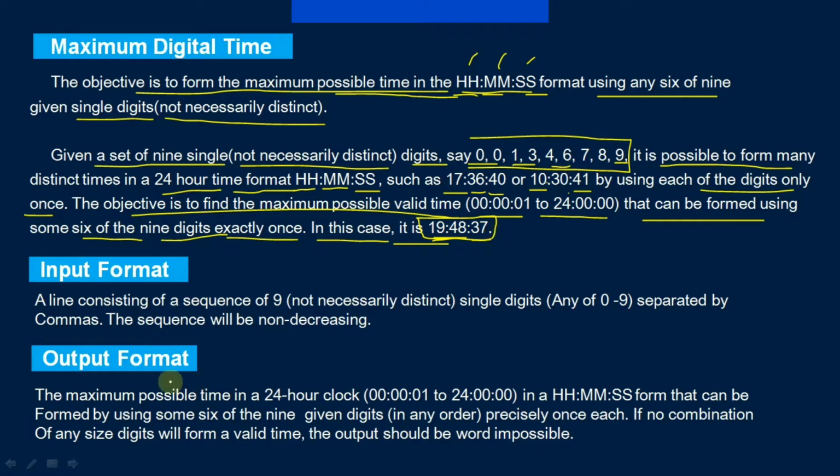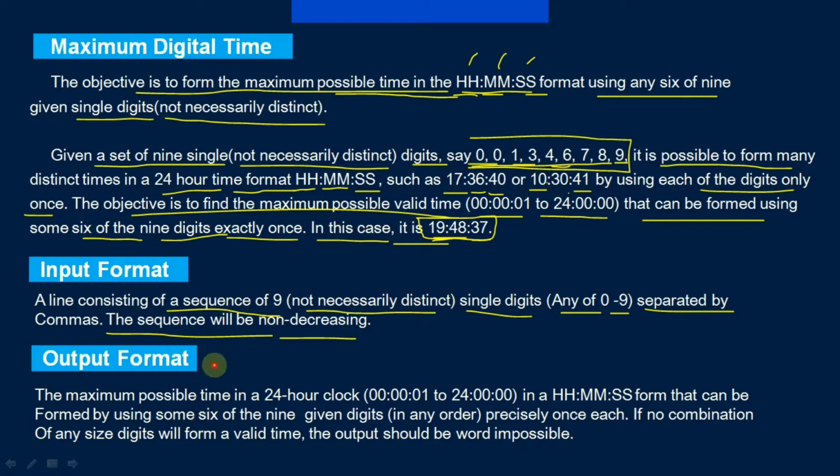Before moving forward, let's see the input format and output format also. The input will be a line consisting of a sequence of 9, not necessarily distinct single digits, any of 0 to 9. Obviously there are 10 digits only, so it can be 0 to 9, separated by commas. The sequence will be in non-decreasing order. Here you can see the sequence: 0, 0, 1, 3, 4 and so on.